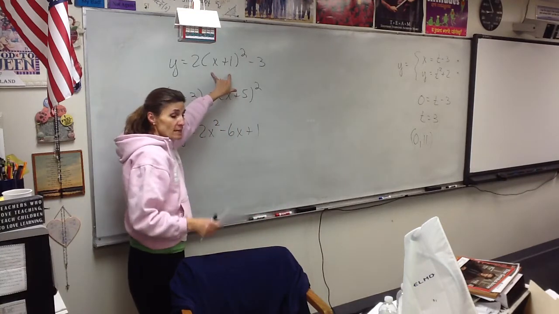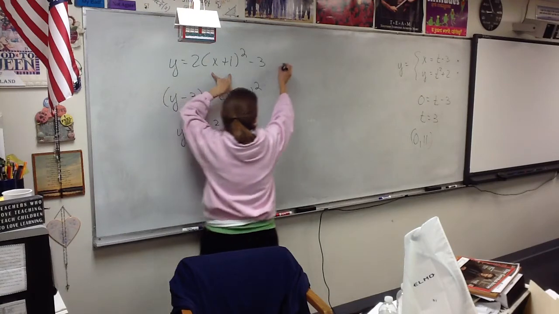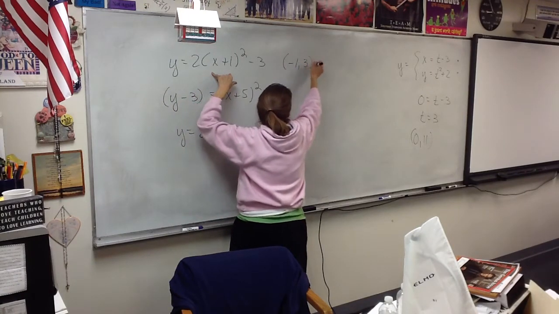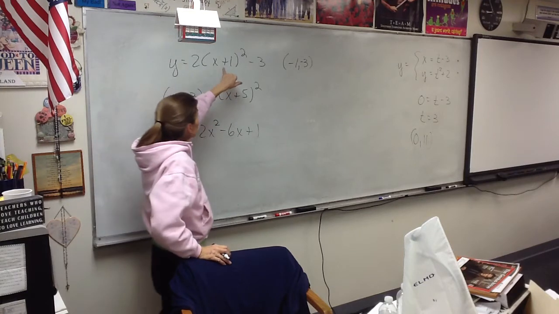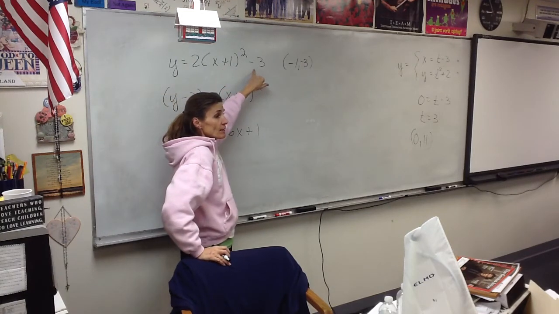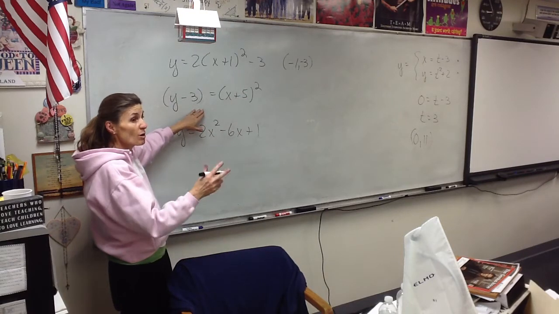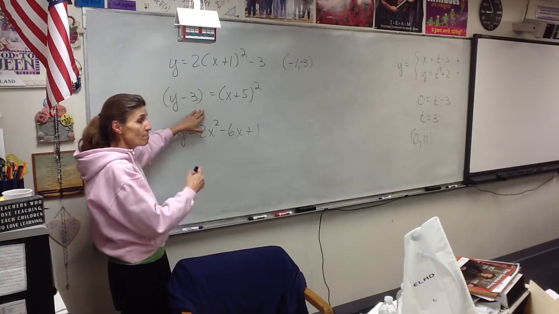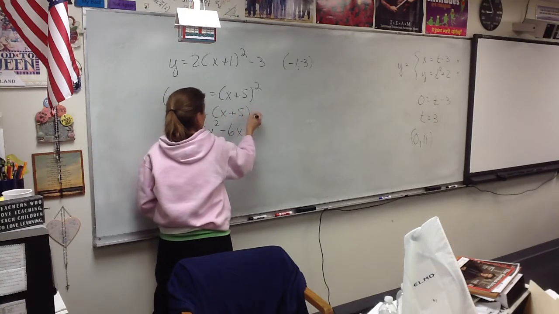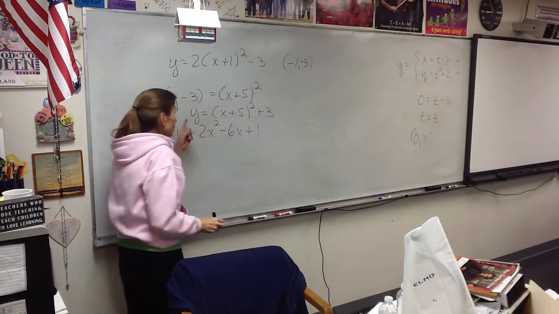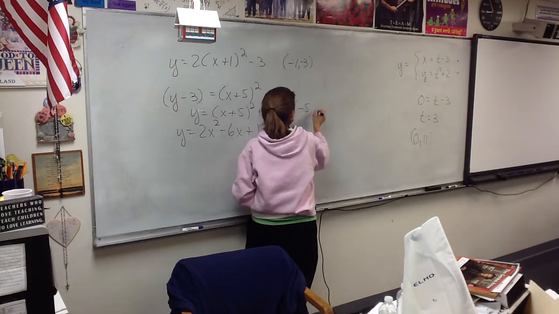All right, what's the vertex? What's the vertex? -1, -3. This one is in vertex form. So the vertex is -1, -3. This one is sort of in vertex form. We could make it vertex form by adding 3 to the other side. What's the vertex? -5, 3.